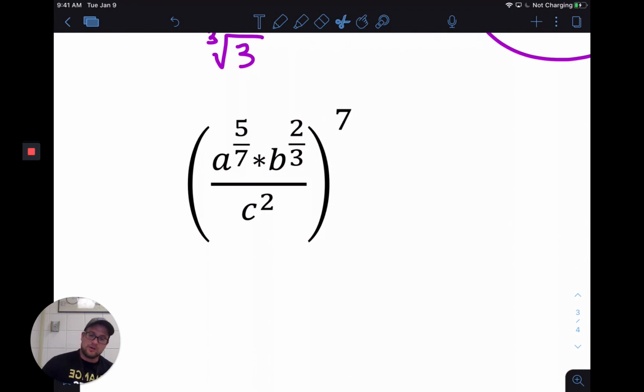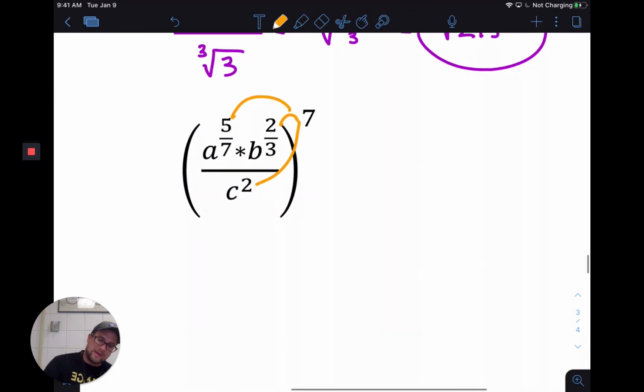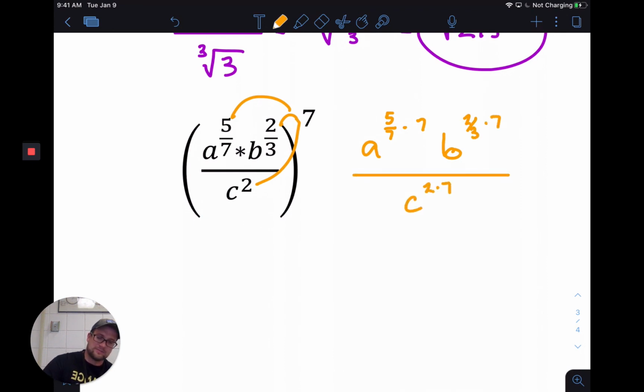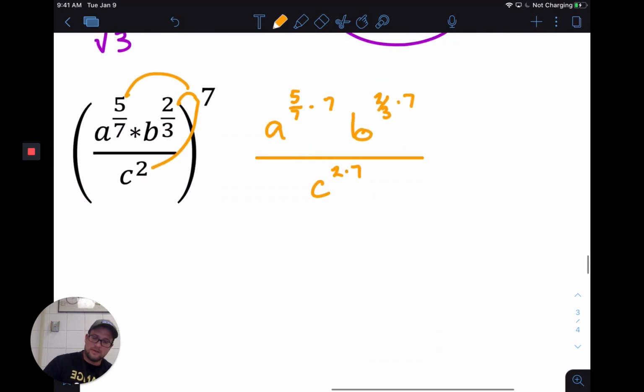What we can do to start here is first multiply the 7 by each of those inside exponents. Doing that, I will have a to the 5/7 times 7, times b to the 2/3 times 7, all over c to the 2 times 7. Simplifying that, my two 7s are going to cross cancel there, so this would end up just being a to the 5th.